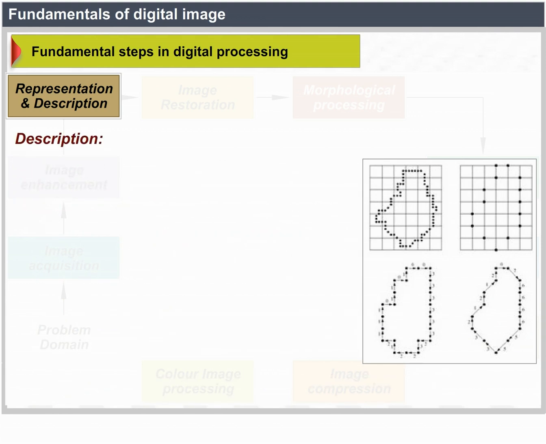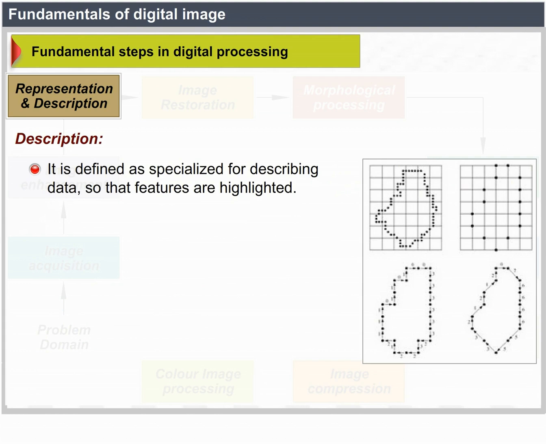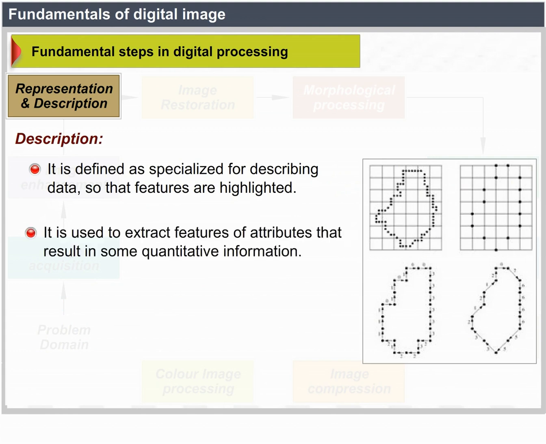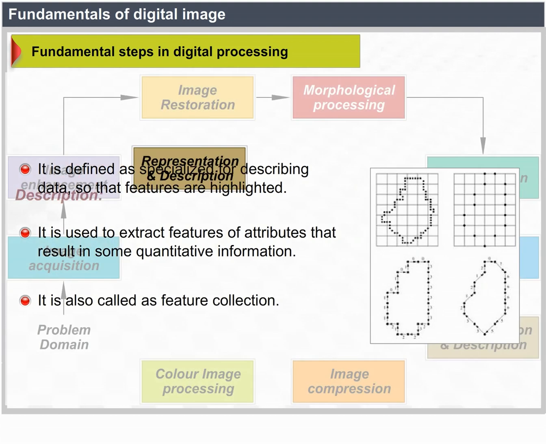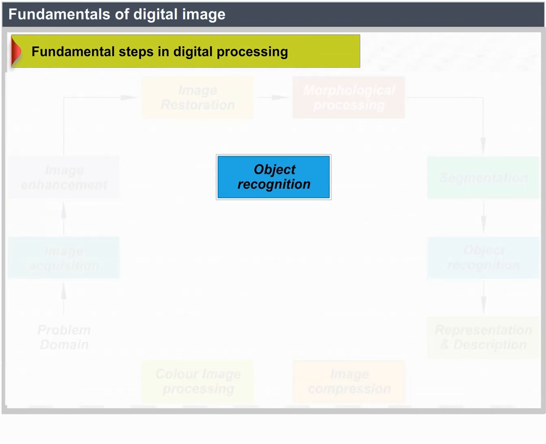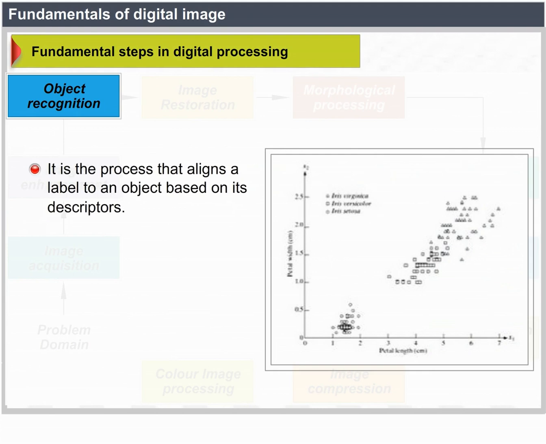Description. It is defined as specialized for describing data so that features are highlighted. It is used to extract features or attributes that result in some quantitative information. It is also called feature selection. It is a process that assigns a label to an object based on its descriptors.